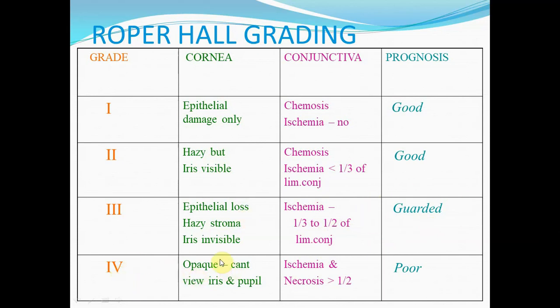Grade 4, the entire cornea is involved, so the entire cornea gets opaque and we cannot see any posterior structures, we cannot see the iris and the pupil. Conjunctiva shows chemosis, ischemia and necrosis of more than half of the limbal conjunctiva, and in these cases the prognosis is said to be extremely poor.